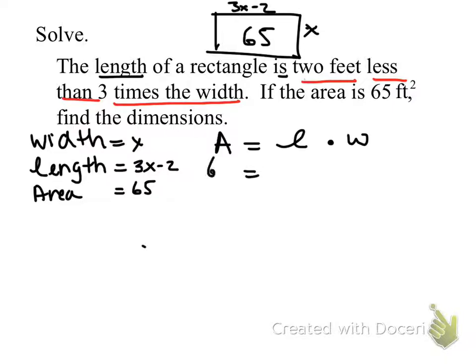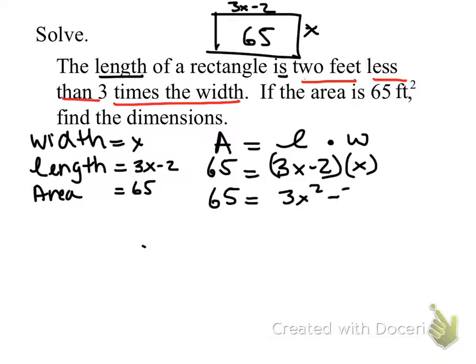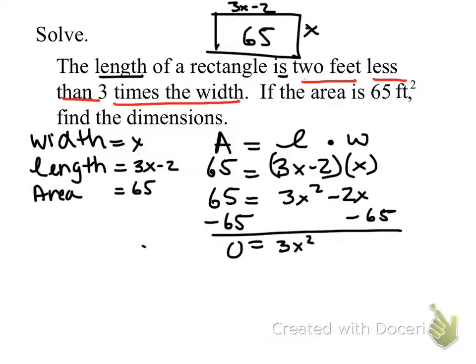65. What's length? It's its own thing, 3x minus 2. And what's the width? X. Good. So now I do my double distributing. We distribute first. 3x squared minus 2x. Next step. Now I am subtracting 65, minus 65. And we get 0 equals 3x squared minus 2x minus 65.